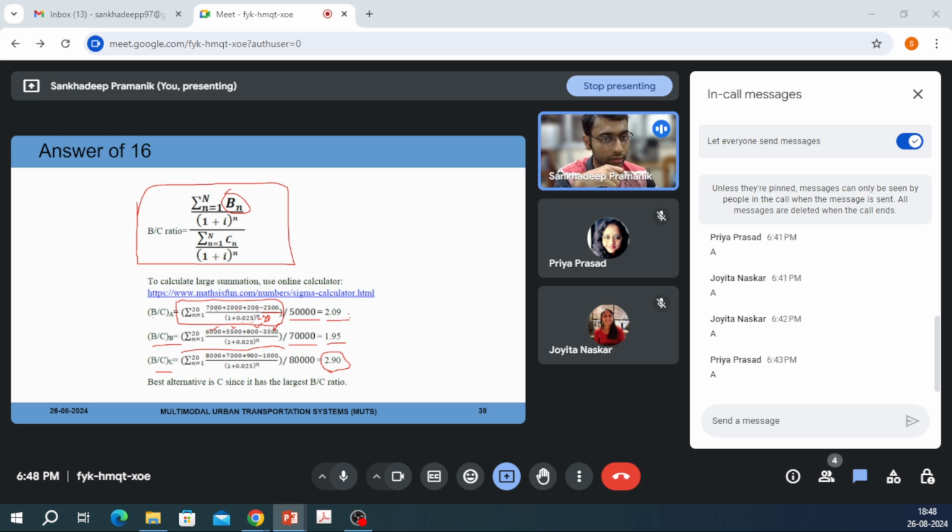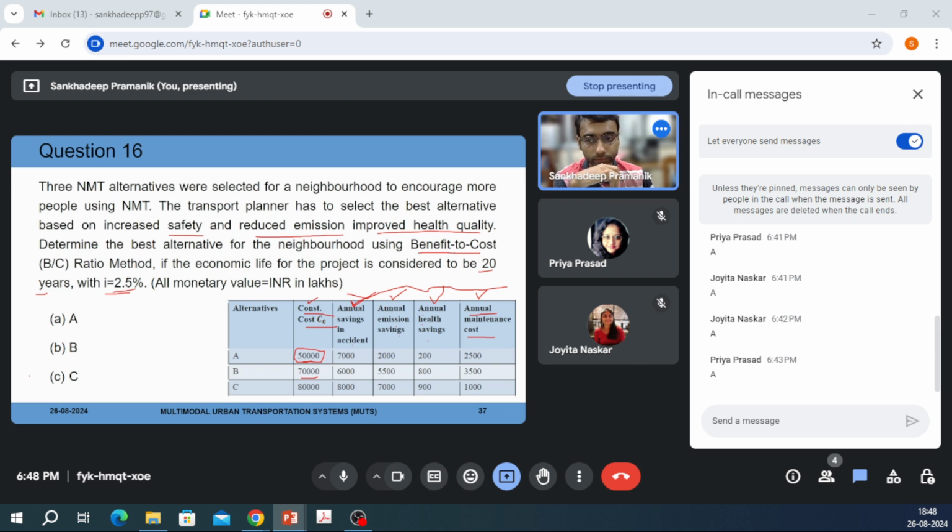So as the benefit by cost ratio corresponding to option C is the highest, alternative C is the best alternative. Option C will be the correct answer.